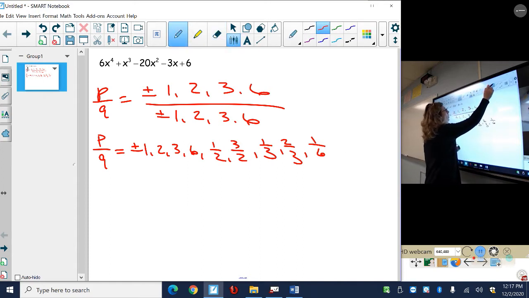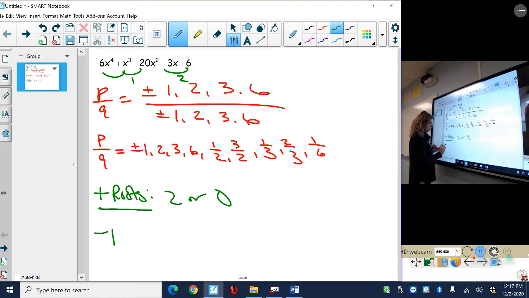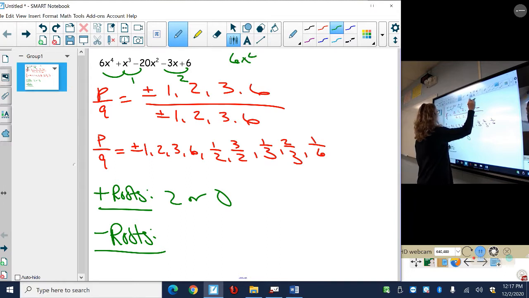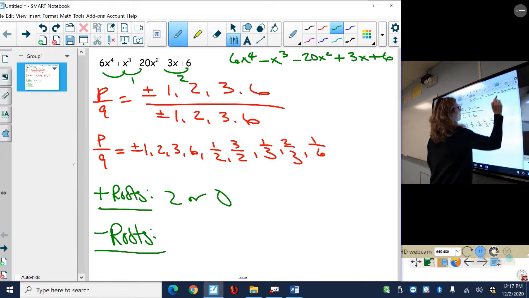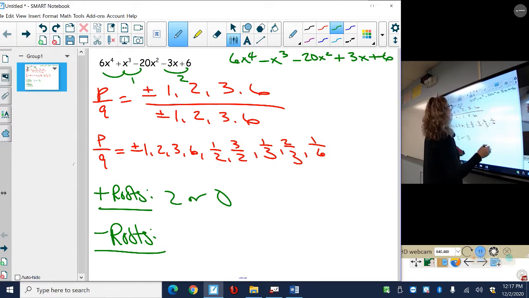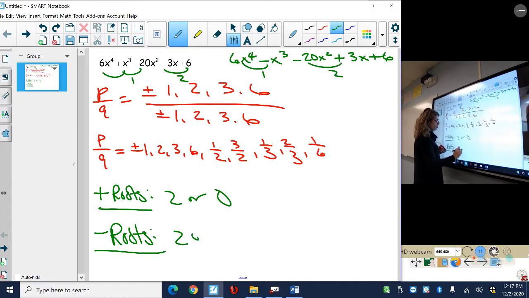Then I need to go ahead and do my Descartes. So my positive roots, I'm going to go ahead and say I have nothing, 1, 2. So this is going to be 2 or 0. Negative roots, well, that means I'm going to have 6x to the 4th minus x cubed minus 20x squared plus 3x plus 6. Only the odd powers change. So the 6x to the 4th stays, that changes, the 20x squared stays, that changes, the 6 stays. There's 1, there's 2. So I'm going to have 2 or 0.